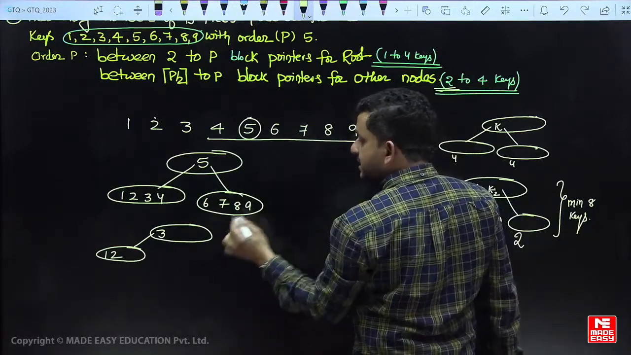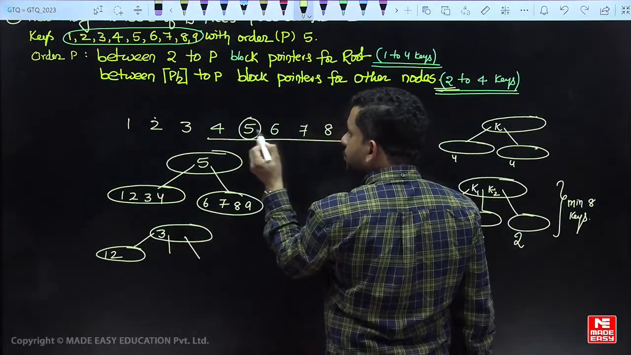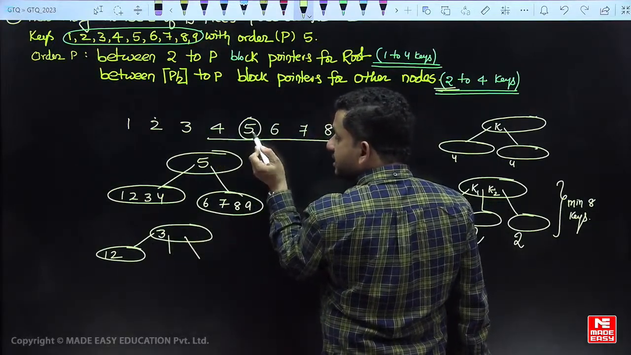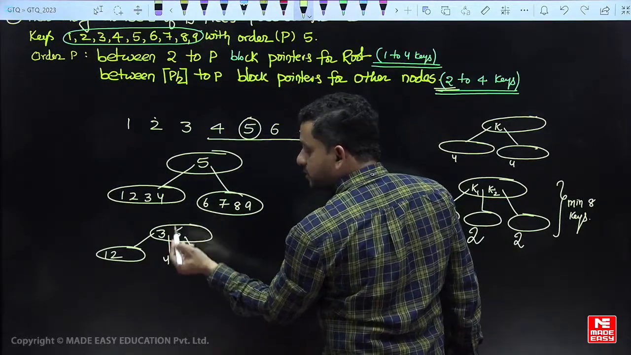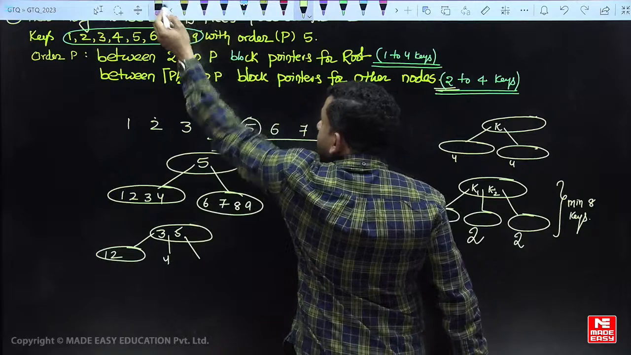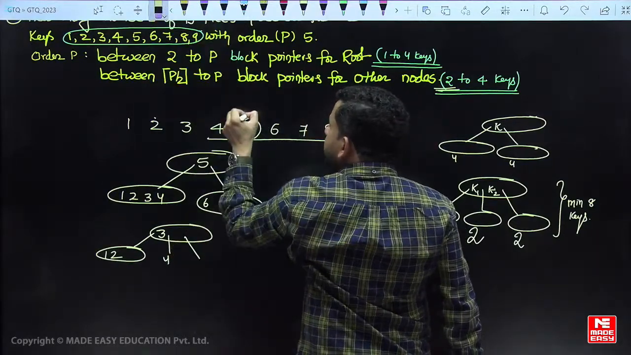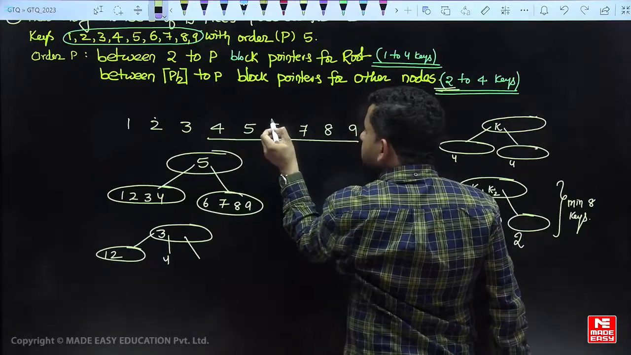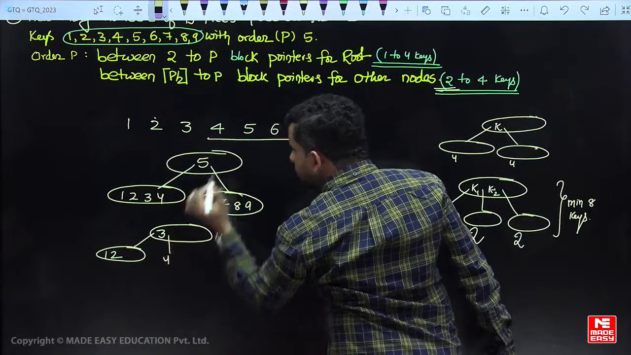Among the 6 keys, one more key should go to the root, because we are considering 2 keys from the root. I can't take 5 as the root, because if I take 5 as the root, then here only 4 is possible, 1 key is not allowed, so it is not possible to take 5. But we can take 6 as the 1 key.